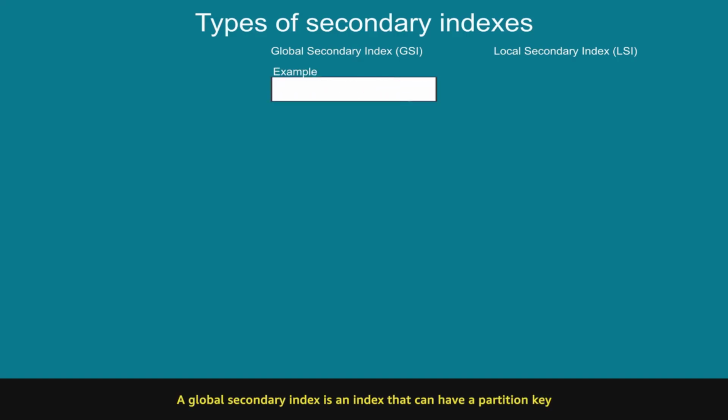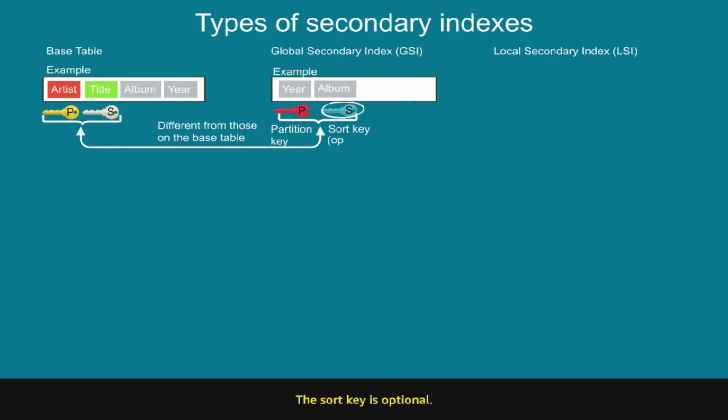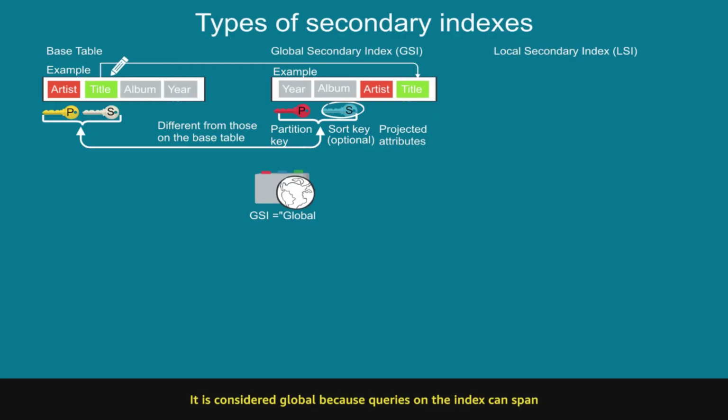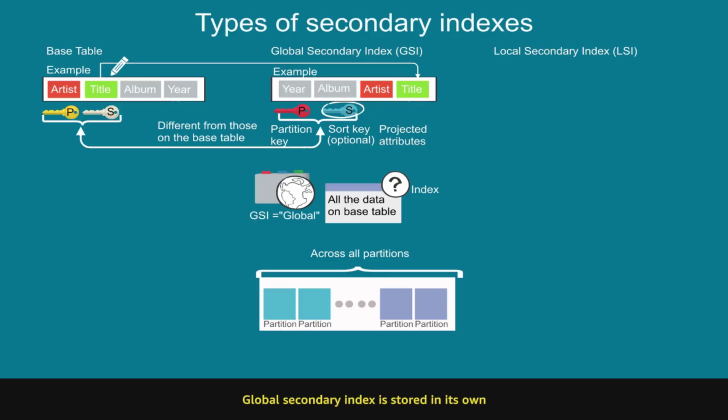A global secondary index is an index that can have a partition key and a sort key, different from those on the base table. The sort key is optional. You can choose to project attributes from the base table. It is considered global because queries on the index can span all of the data in the base table, across all partitions. A global secondary index is stored in its own partition space away from the base table.